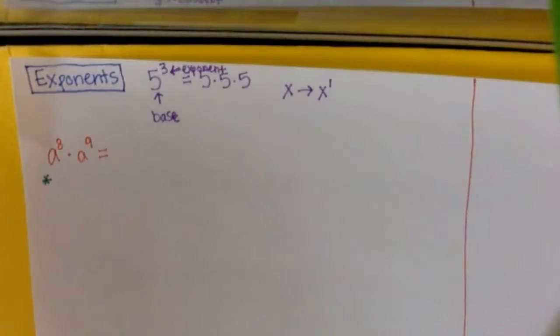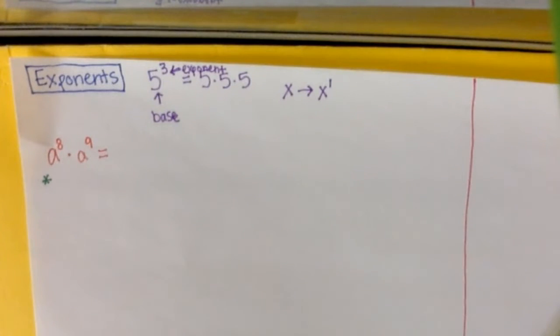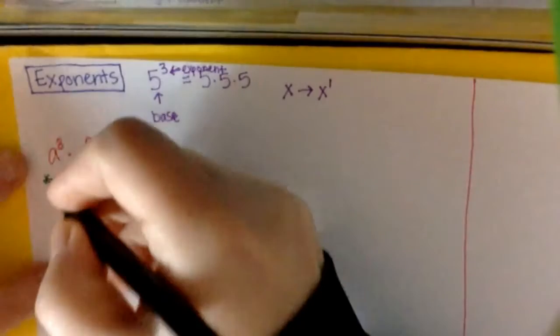And remember, for each of these problems, there's kind of a long way and then there's a short way. The long way would be if we actually wrote out a times a times a times a. We could write 8 a's there. We could write 9 a's and then count them. And together we'd have 17 a's. But the fast track is to just add those exponents.